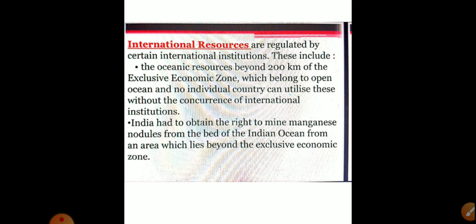For example, the area beyond the exclusive economic zone belongs to the open ocean, and no individual country can utilize the area without the permission of international institutions, international law. That will become international resources. India has got the right to mine manganese nodules from the bed of the Indian Ocean, from that area which lies beyond the exclusive economic zone. That will become an international resource.